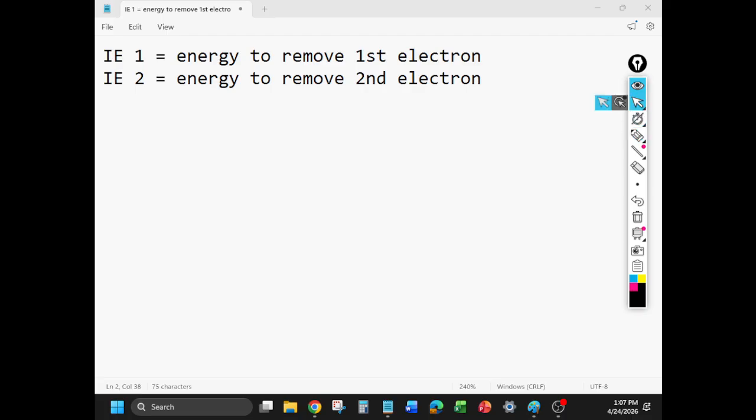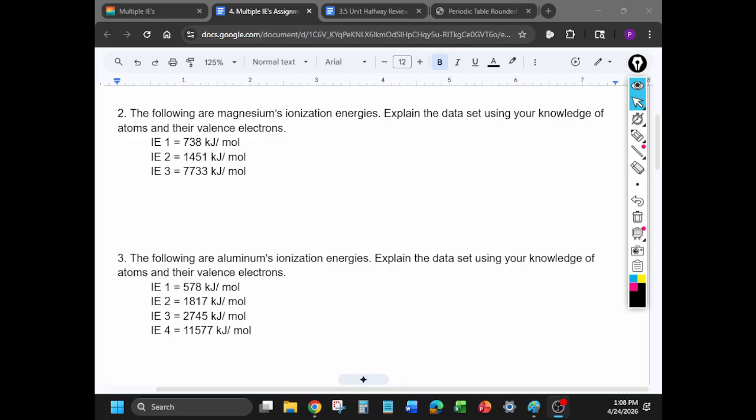Okay, so from that, we can actually derive a lot of different types of questions. So right now, I'm going to go to your assignment, and we're going to go over a couple of your assignment questions, just so you can get an idea of what the types of questions will look like. All right, so number 2 on your assignment, let's take a look at it.